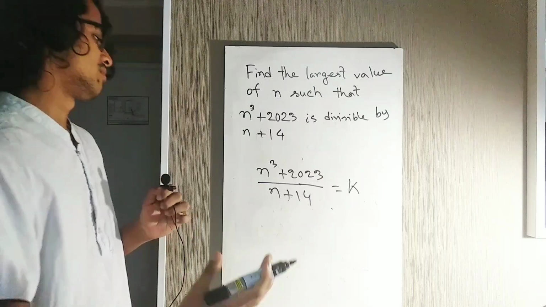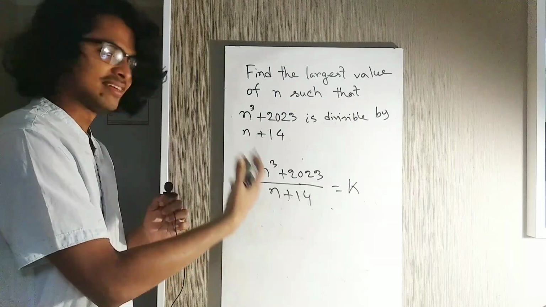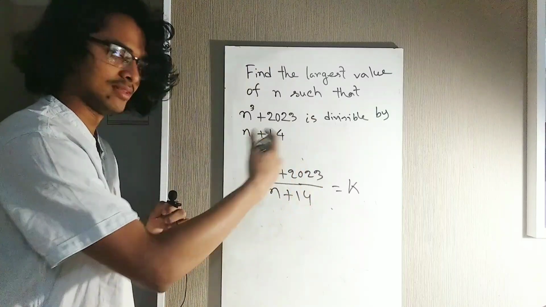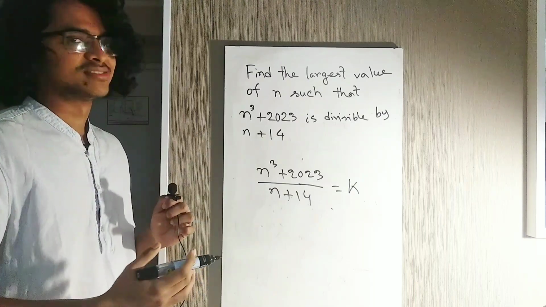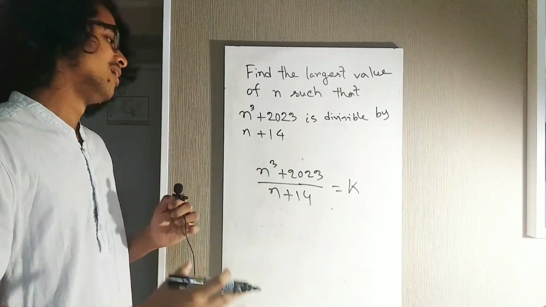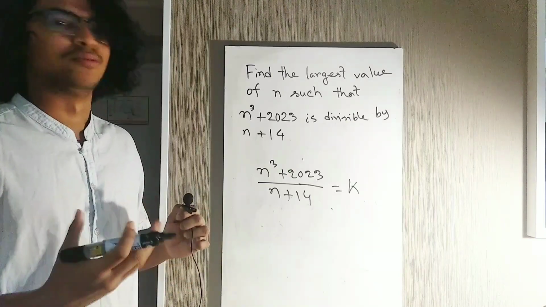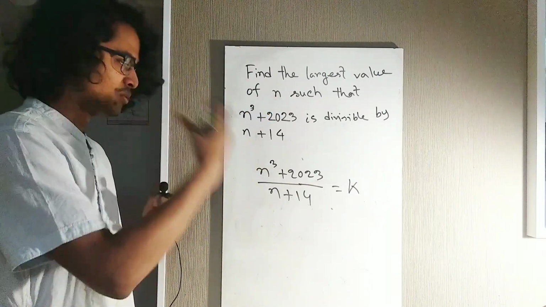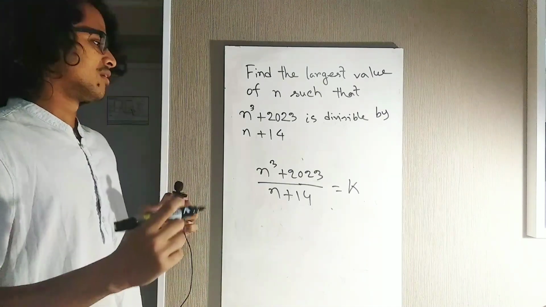Now, one method could be trying to plug in different integer values of n, and see for which values k is an integer, and then find the largest one. But that's not really a practical way of solving this problem, because it would take an extreme amount of time. After a while you're going to give up, and it's also not a creative way. A computer would probably do it this way, with brute force, but we humans are more creative than that. So we're going to do it in a different way.